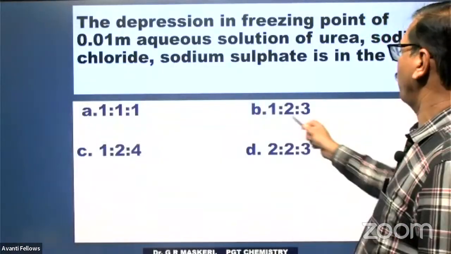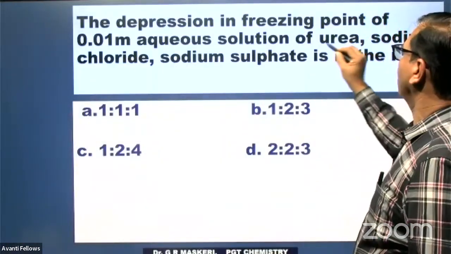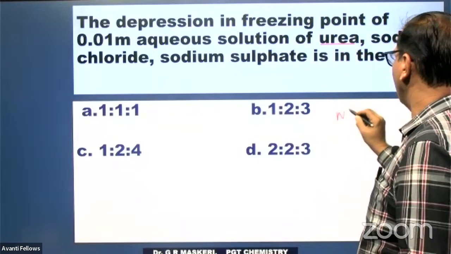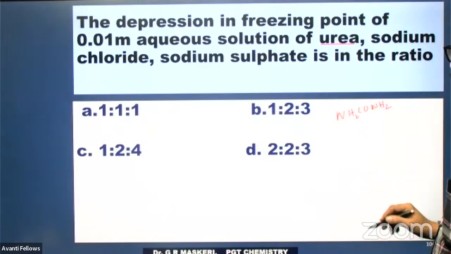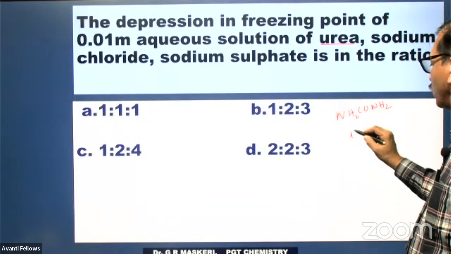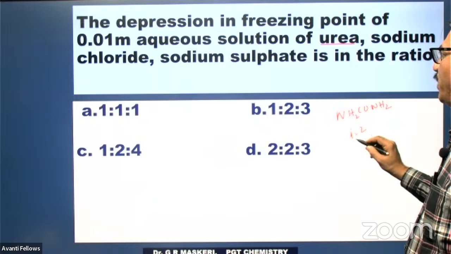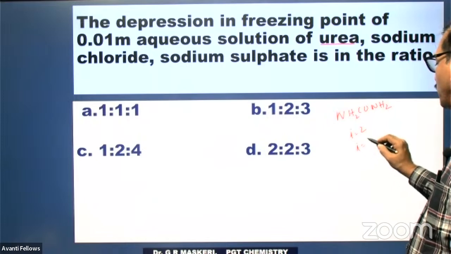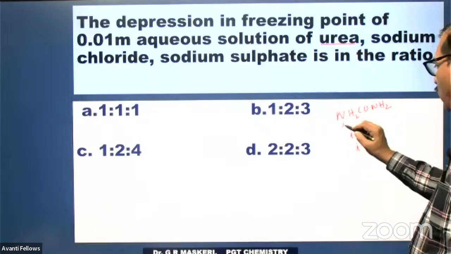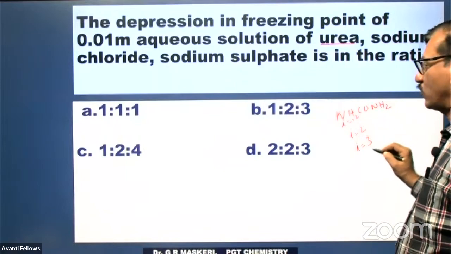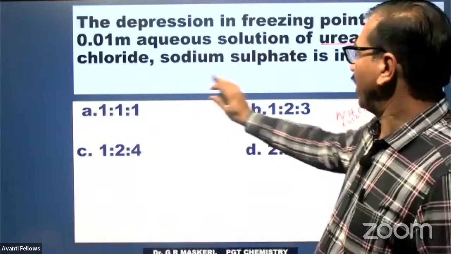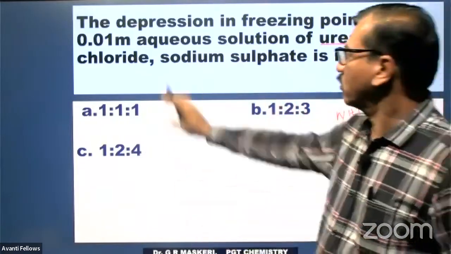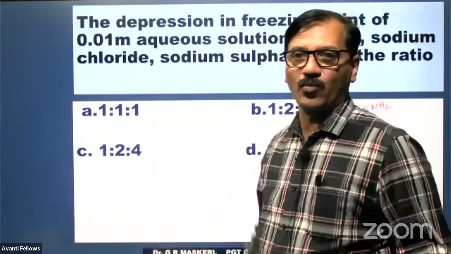The option is 1:2:3, because urea is undissociated. Urea is NH2CONH2, it is not undergoing dissociation. For sodium chloride, the i value is 2, Na plus and Cl minus. For sodium sulfate, the i value is 3. Therefore the i values are in the ratio 1:2:3, and the depression is also in this ratio, because the concentration of all of these is 0.01 m only.